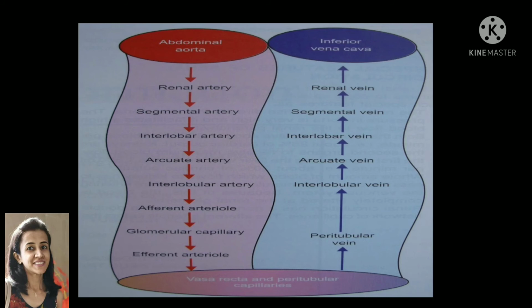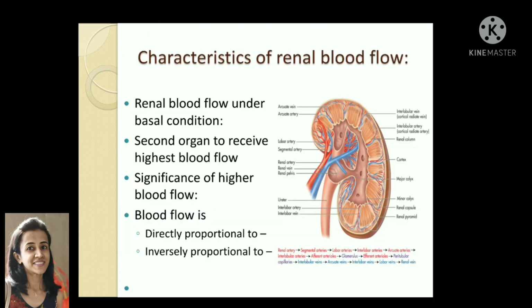Characteristics of renal blood flow. As we have discussed, under basal conditions, renal blood flow is about 1200 ml per minute or 22% of cardiac output. Kidneys are the second organ to receive the highest blood flow. What is the significance of the highest blood flow? That is required for the functions: filtration, reabsorption and secretion.